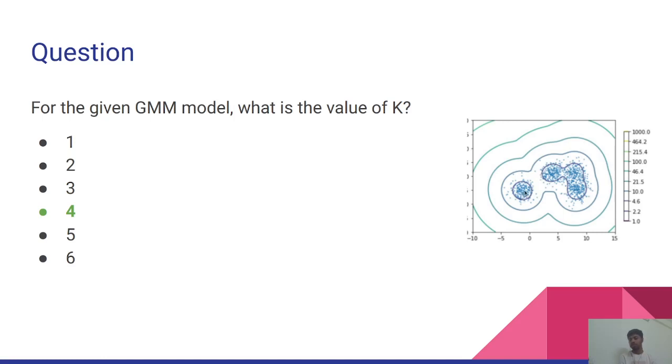On the left we have one circle, and on the right we have 3 circles. If you consider a Gaussian distribution, around the middle of each circle we have the dense points, the most number of points. So there are a total of 4 clusters in the GMM model, because if you consider the points, you can see there are 4 circles.